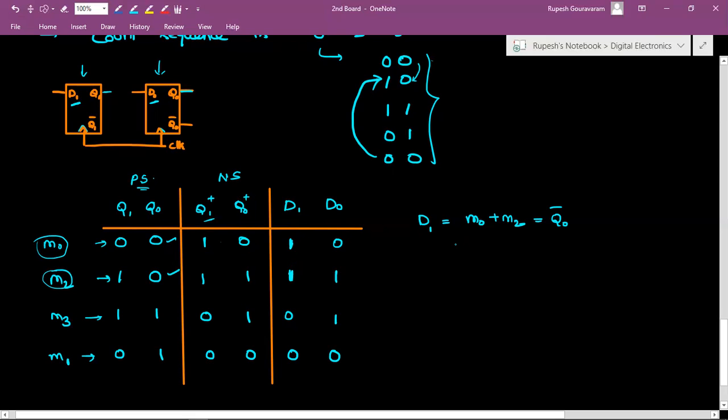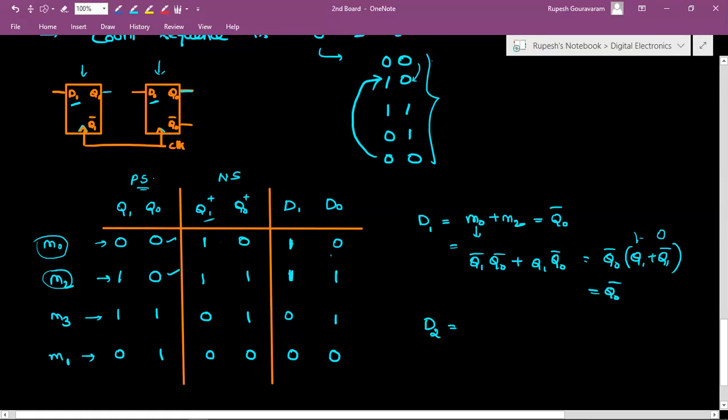Or how can we write it? We can also write M0 means Q1 bar Q0 bar plus M2 is Q1 Q0 bar. So if you take Q0 bar as common, Q1 plus Q1 bar will result. If Q1 is 1, Q1 bar will be 0. 1 plus 0 is 1, or 0 plus 1 is again 1. So this comes as Q0 bar.